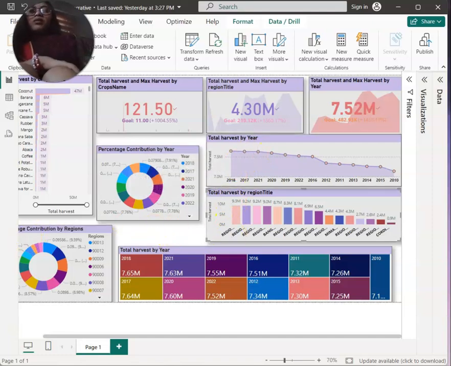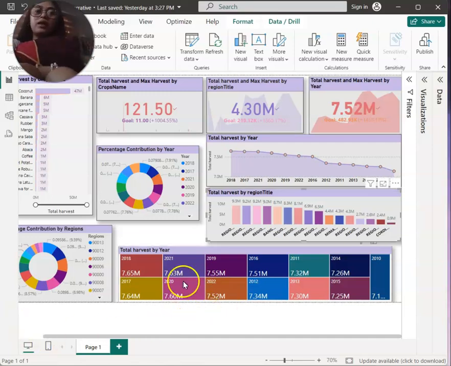So this data highlights the need for targeted intervention in underperforming regions, investment in infrastructure, training programs, and access to agricultural resources. In these areas, it helps us balance regional disparities and improve national agricultural productivity.